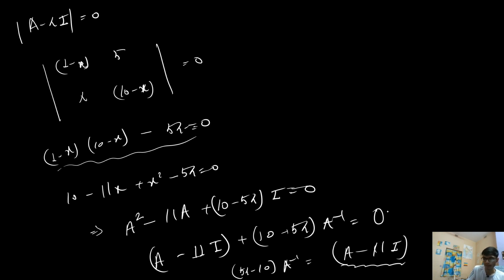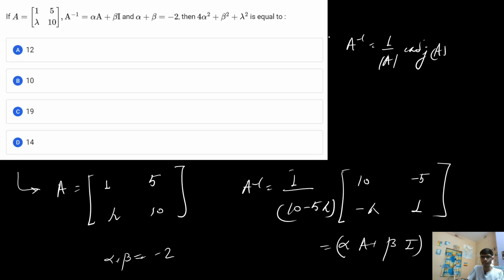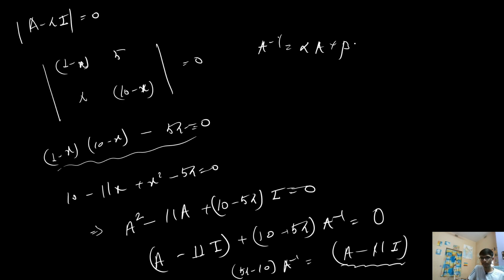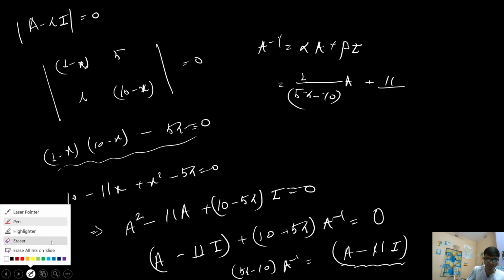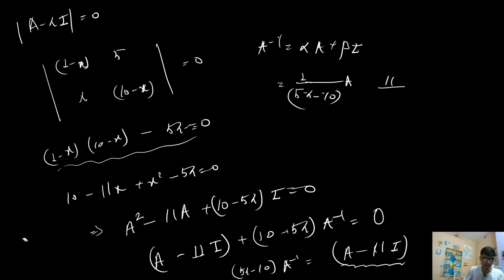Now if I compare this result, that is A inverse is equal to alpha times of A plus beta times of identity matrix. So from here I can compare and get the result as 1 by 5 lambda minus 10 into matrix A, minus 11 by 5 lambda minus 10 into identity matrix. Okay, now from here I compare and get the result. This result is basically alpha, and this result is basically equal to beta.